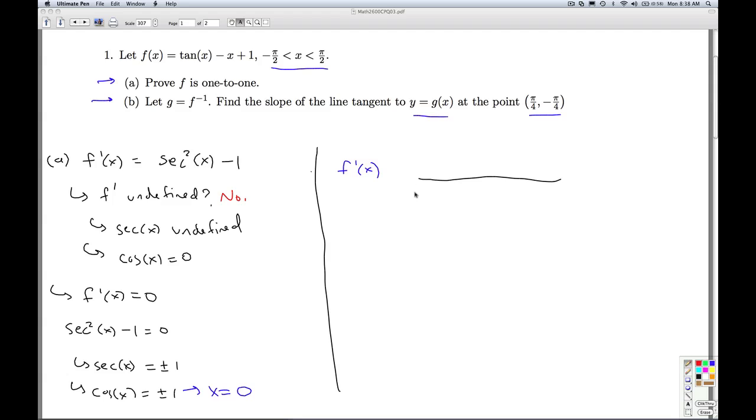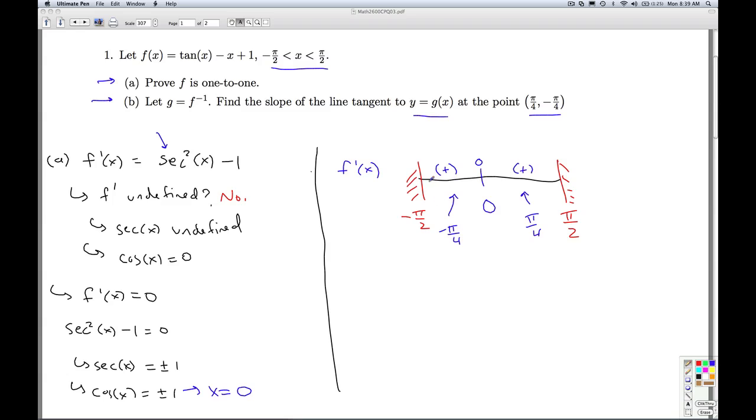Because of my restriction on the x, I don't need to worry about anything to the left of minus pi over 2 or anything to the right of x equals pi over 2. The only critical value I have in the interval is at 0, and at 0 the derivative is 0. Now I check around this, say negative pi over 4, pi over 4. You plug either of these into the derivative function, you're going to get secant squared is 2, so 2 minus 1 is 1, so that means the derivative is positive on either side.